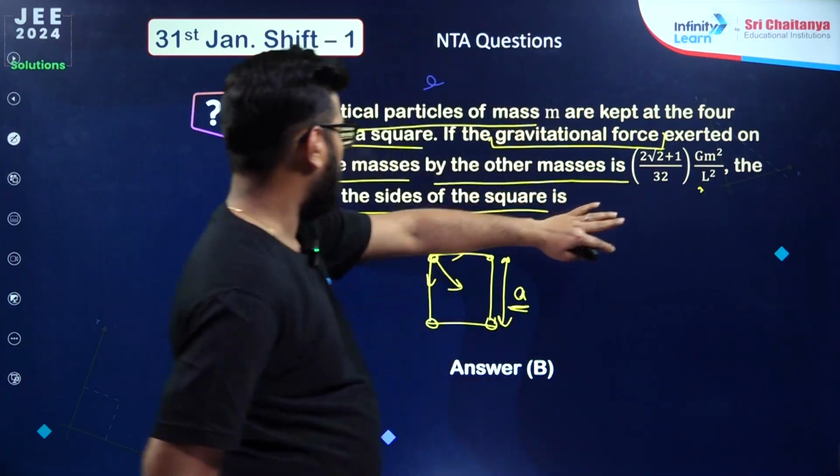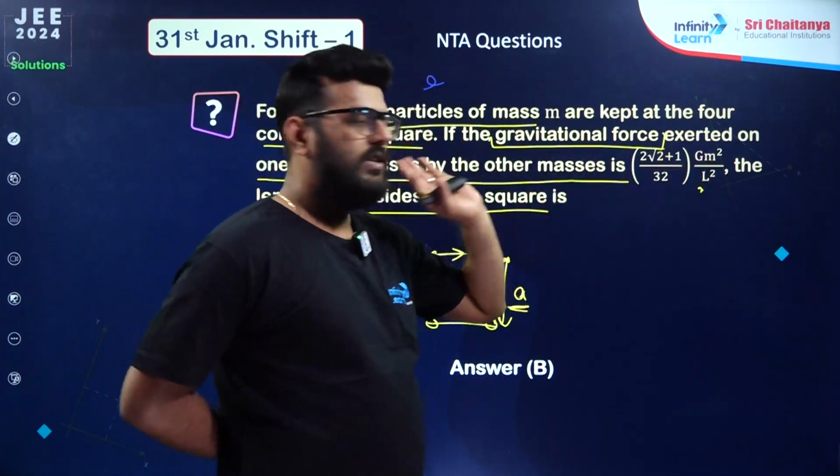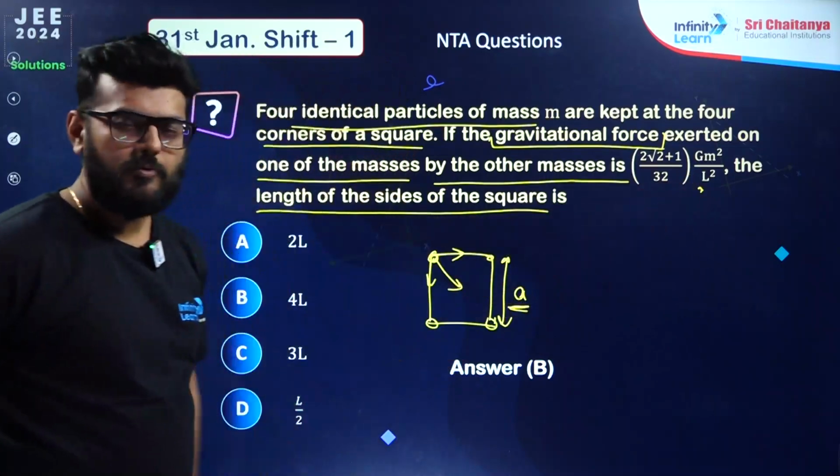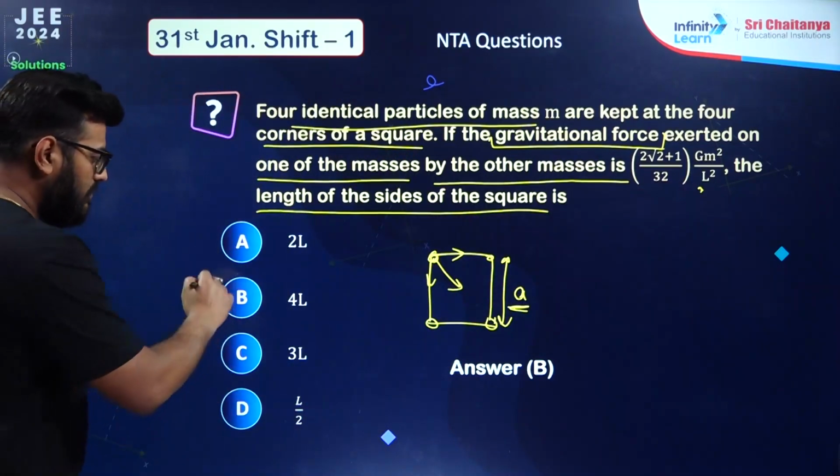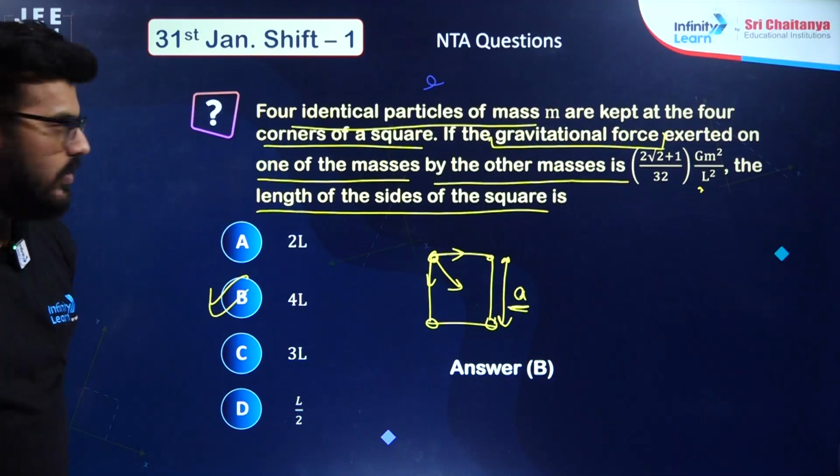So the value is given in this sense, GM square, everything will get cancelled, L square will be equal to 4 times A. So final answer is option number B, that is 4L, okay.